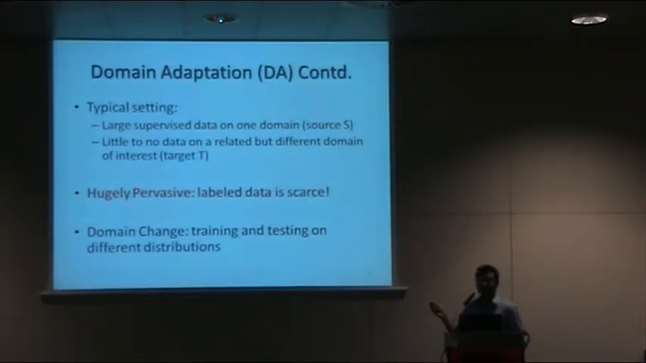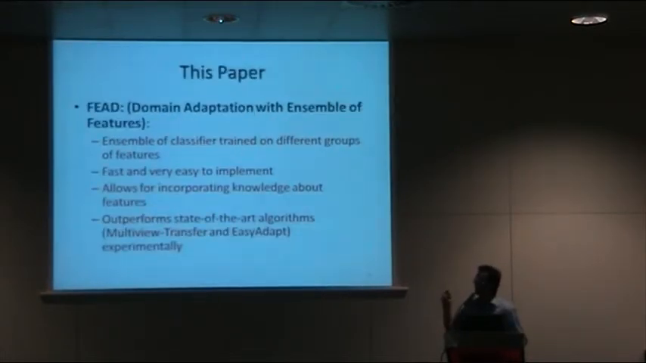And so the typical setting of domain adaptation is as follows. You have a large amount of supervised data on one domain, but you have little to no supervised data on another domain which you actually care about. And the task is to use the large amount of supervised data from the first domain, which we call the source domain, to get a classifier with high accuracy on the target domain. And this problem is hugely pervasive because labeled data is very expensive. And so in this paper, we propose a technique to handle this problem.